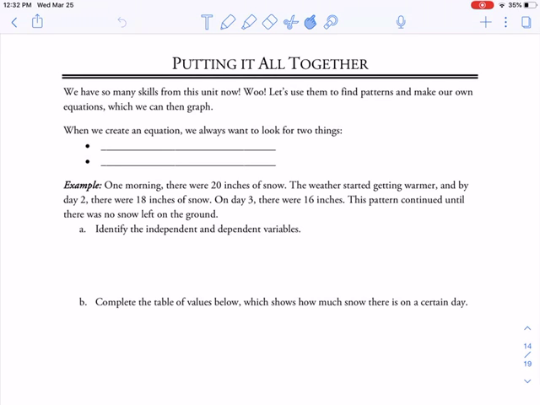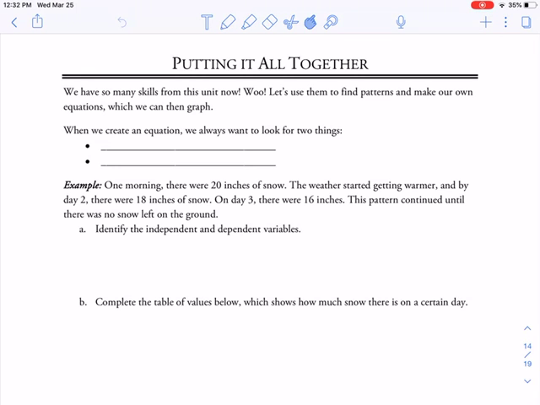Okay, so we're going to put all of our skills together now that we have on linear relations, and that means we're going to be moving towards some more word problems, so if you don't love those, I'm sorry, but we do have to deal with those in this unit. Okay, so we are going to start with those two blanks there.